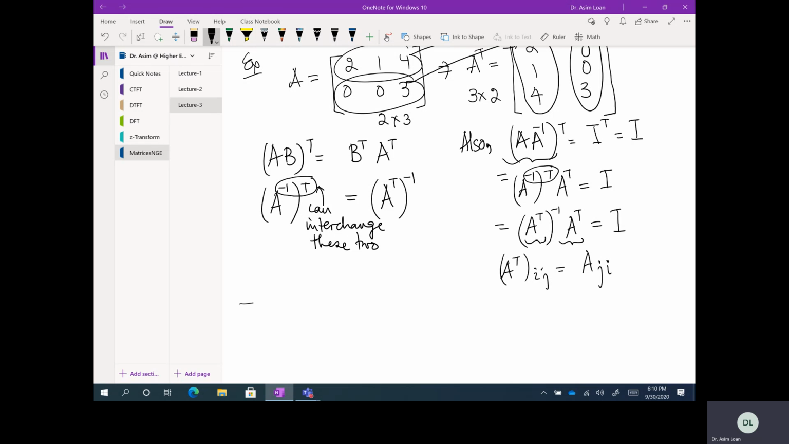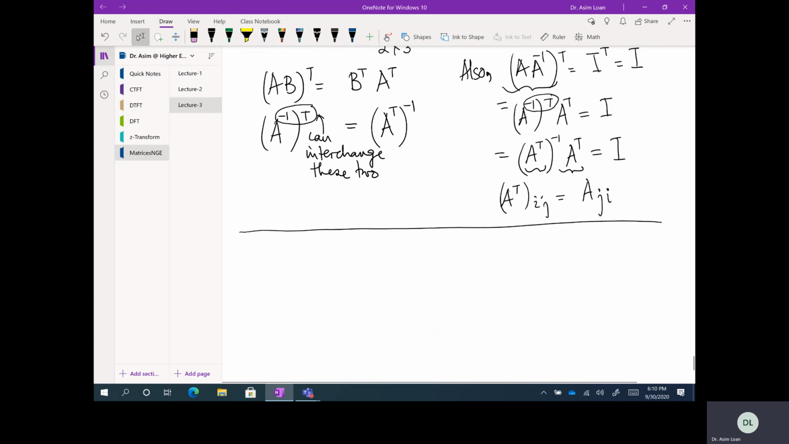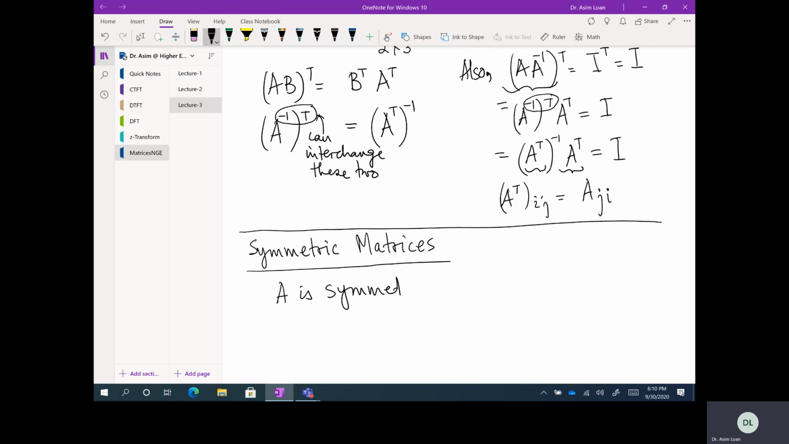What are symmetric matrices? This is the last topic in this chapter. A is symmetric if A equals A transpose. This simply implies the off-diagonal elements are the same.